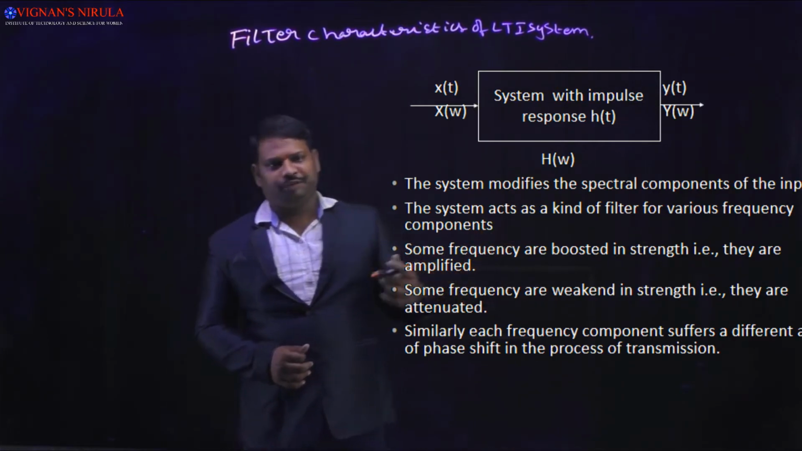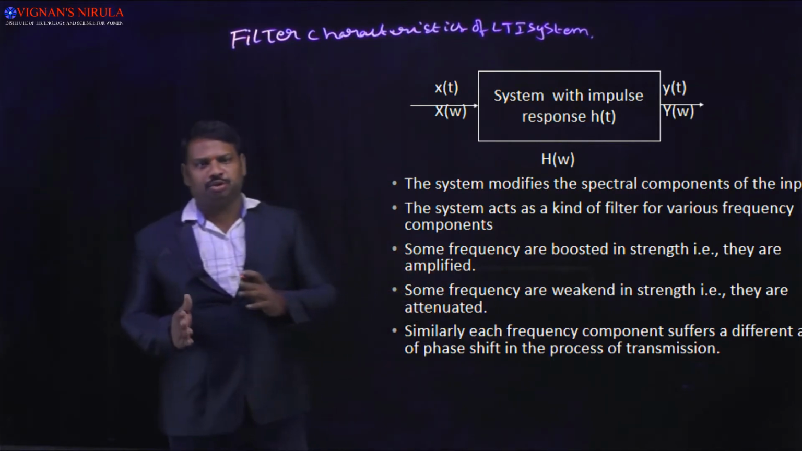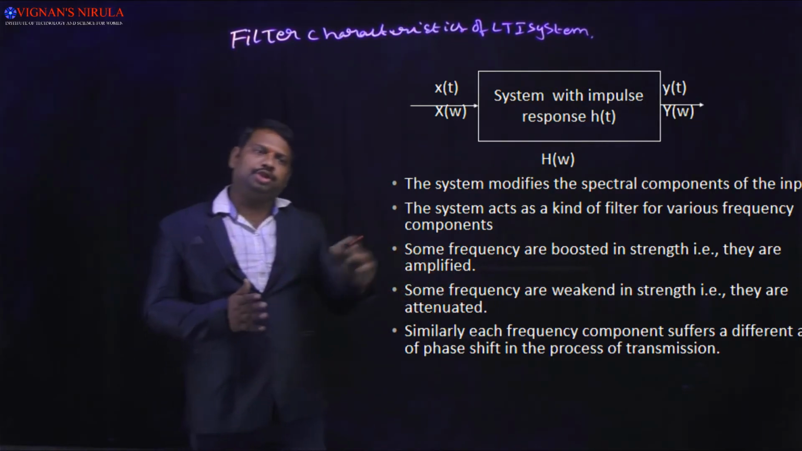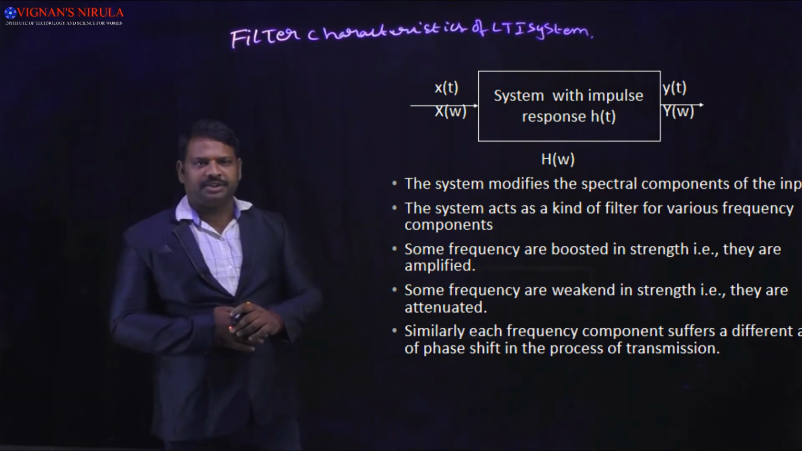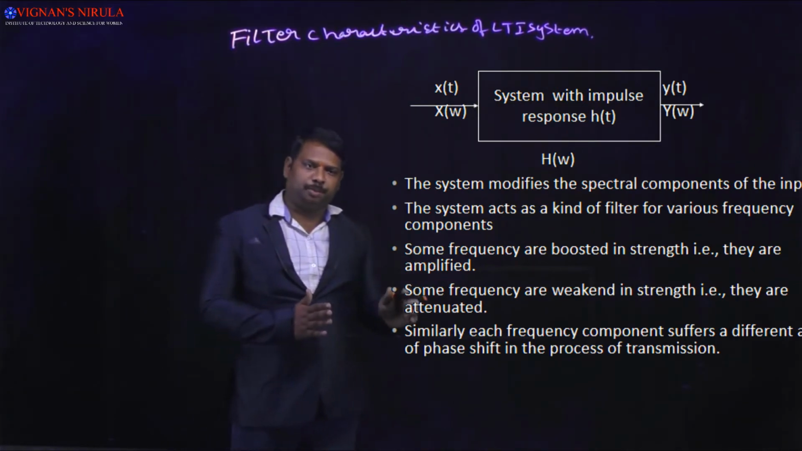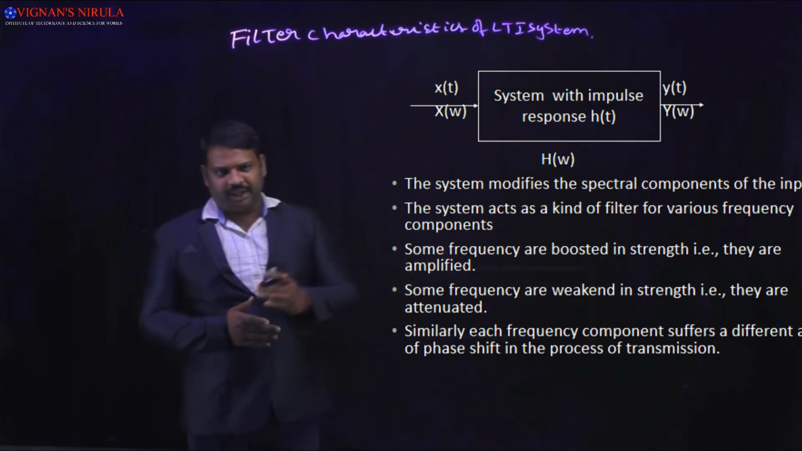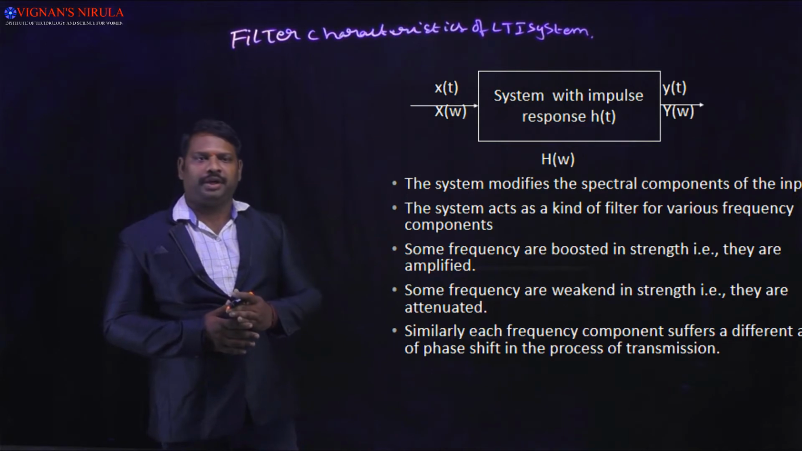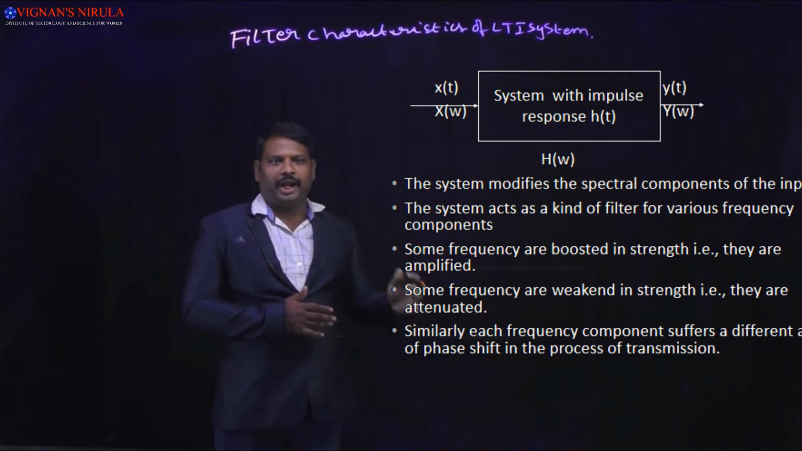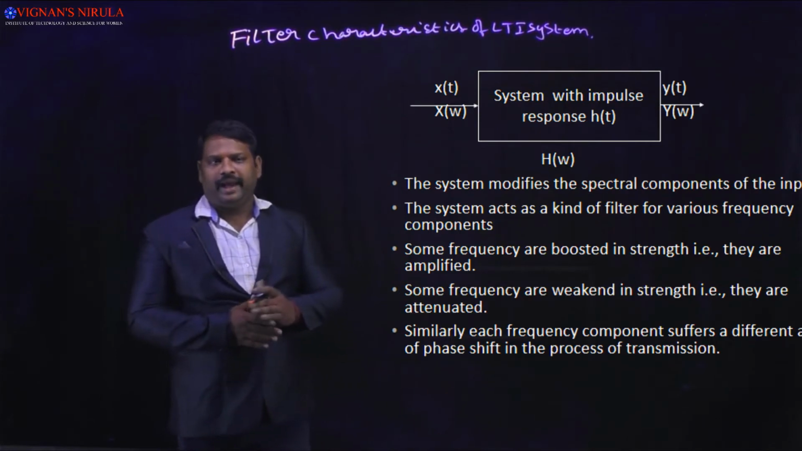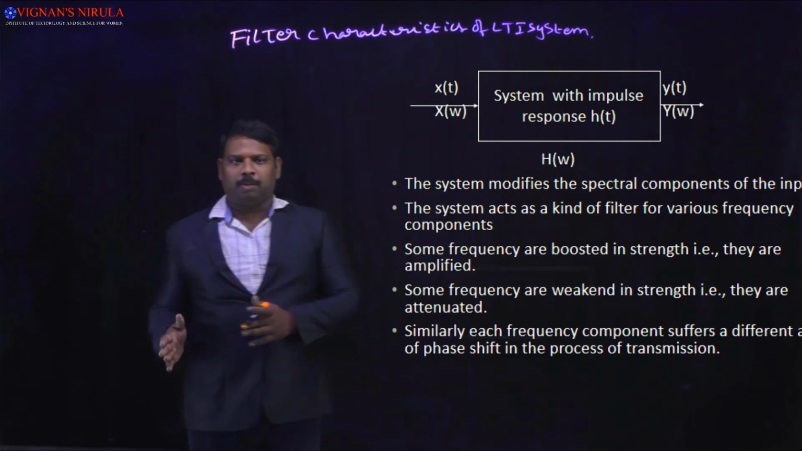Y of omega. Therefore, the system modifies the spectral components of the input and produces the output spectral components. Basically the system is nothing but something which transforms the input signal and produces the output signal y of t. When we say the same thing in the frequency domain, the system modifies the spectral components of the input and produces the output signal. Hence the system will act as a filter for various frequency components.